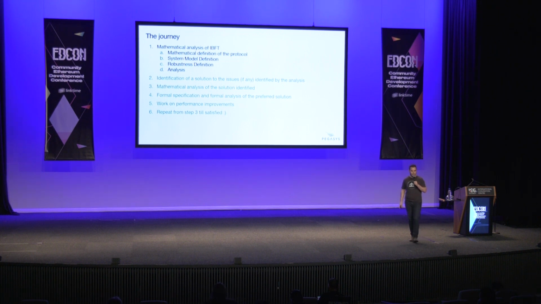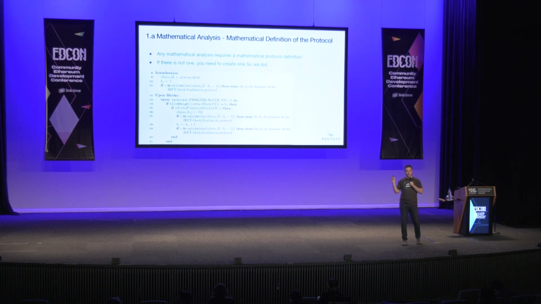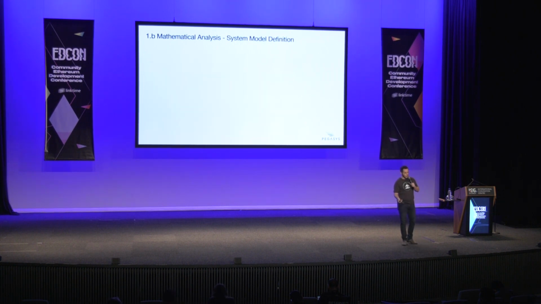To do a mathematical analysis, you need a mathematical definition of the protocol. Then you need to define the system model, which is the system in which you want to deploy your protocol. You define what robustness means, and finally, only finally, you can actually perform the analysis. In the case of IBFT, there was no mathematical definition of the protocol, so we created one. And then we defined the system model.